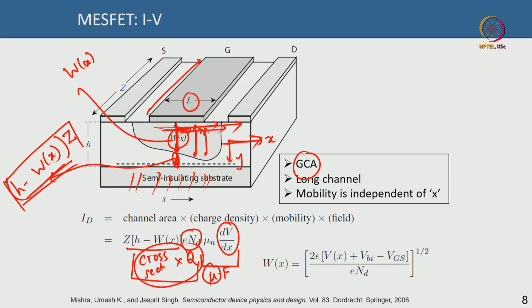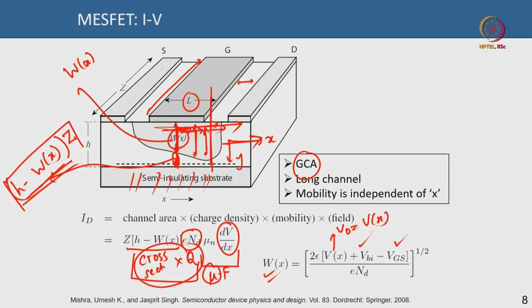From basic electrostatics of a Schottky junction, we know that Wx at any point x can be defined as the square root of 2 epsilon divided by q N_d times (Vx plus Vbi minus Vgs). Vx is the potential dropping across the channel at any point x, Vbi is the built in voltage, and Vgs is the gate voltage that you are applying. Because there is a drain voltage, at the edge of the gate near the drain Vx will be equal to Vd, assuming this distance is negligible. So this is your expression for Wx.